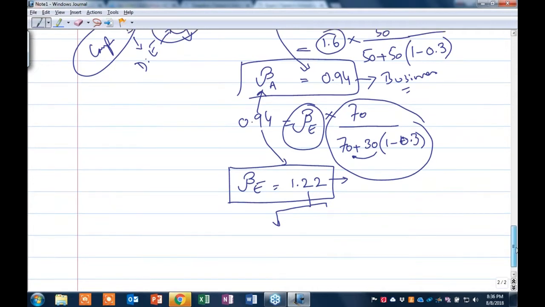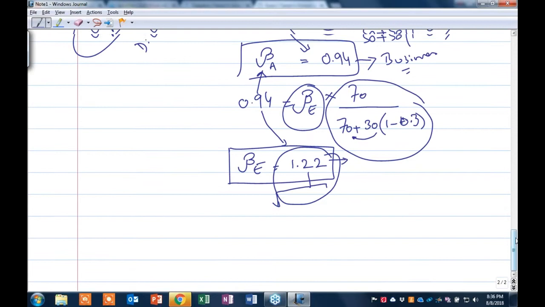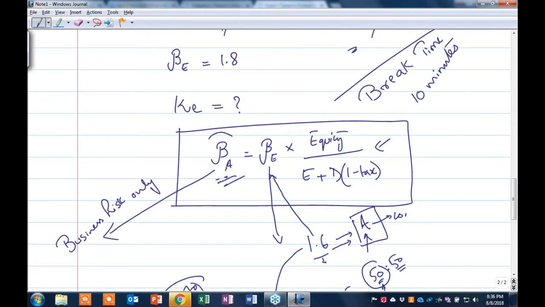1.22. Now, whenever we'll be using the CAPM model, this will be the equity beta that we'll be using for calculating our cost of equity. Which formula? It's the same formula. This same formula will be used for both asset beta and equity beta.